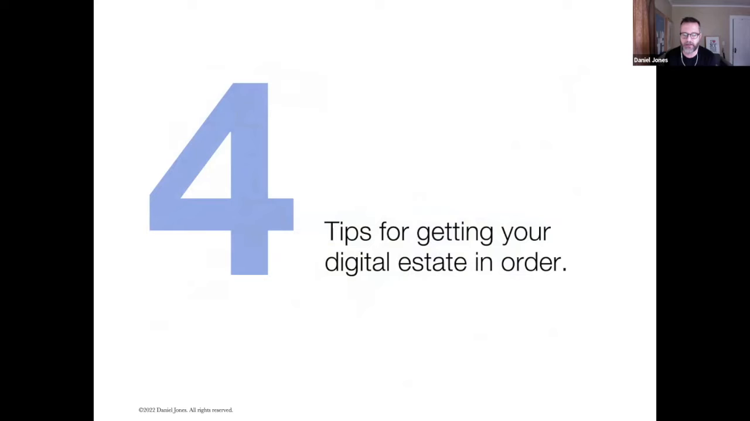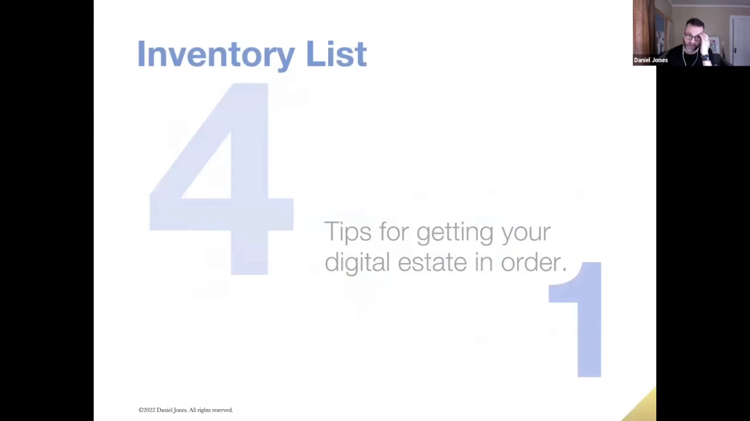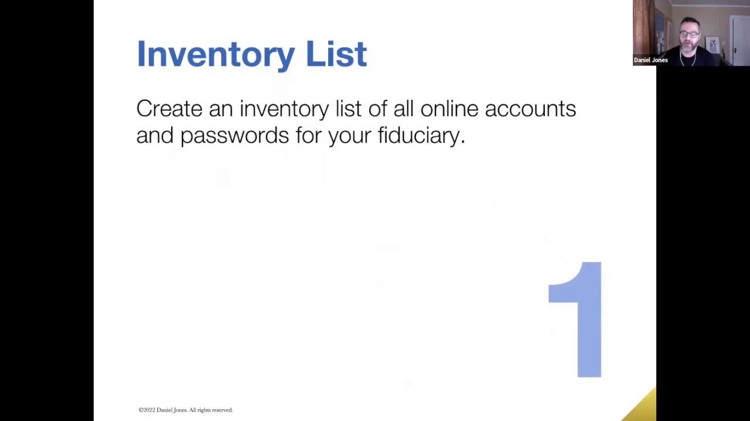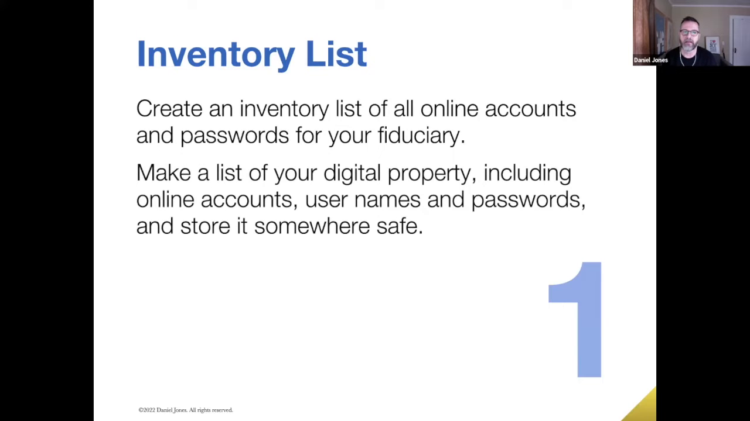Tips to help get your digital estate in order. The number one thing you can do is create an inventory list of all your online accounts and passwords for your fiduciary. Make a list of your digital property, including your online accounts, your usernames, your passwords, your security questions, anything that has to do with an online account.